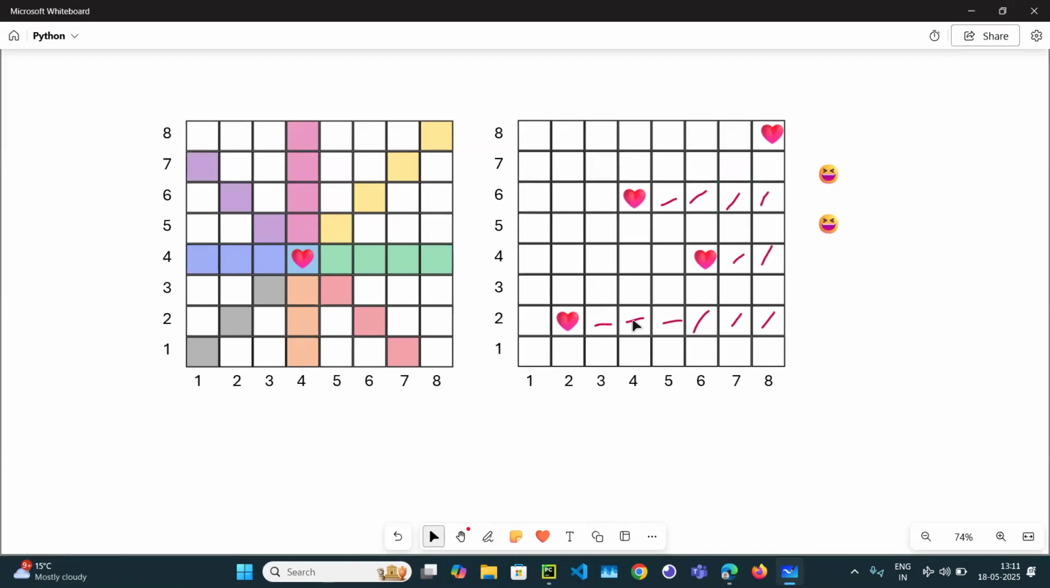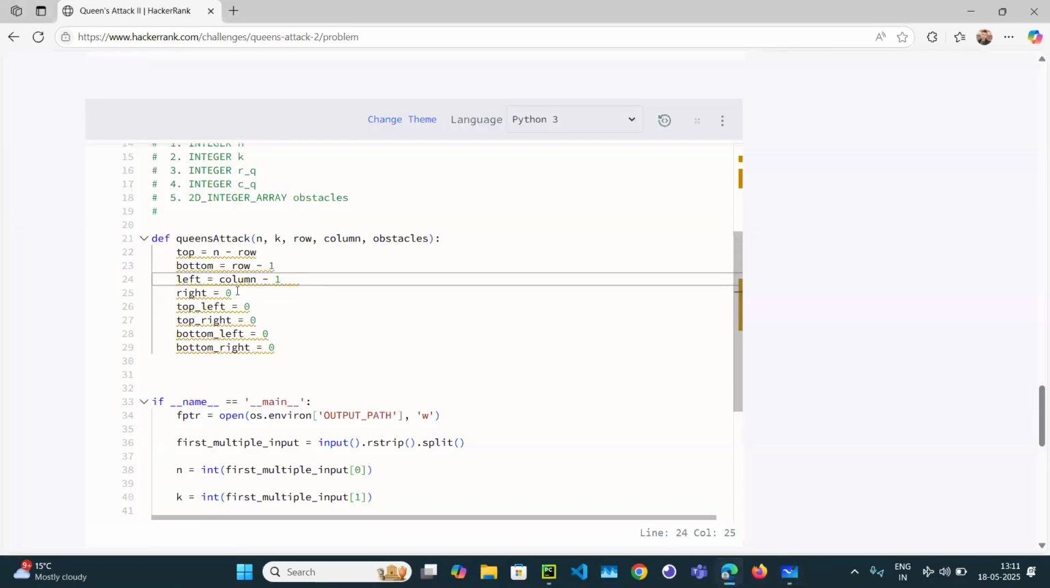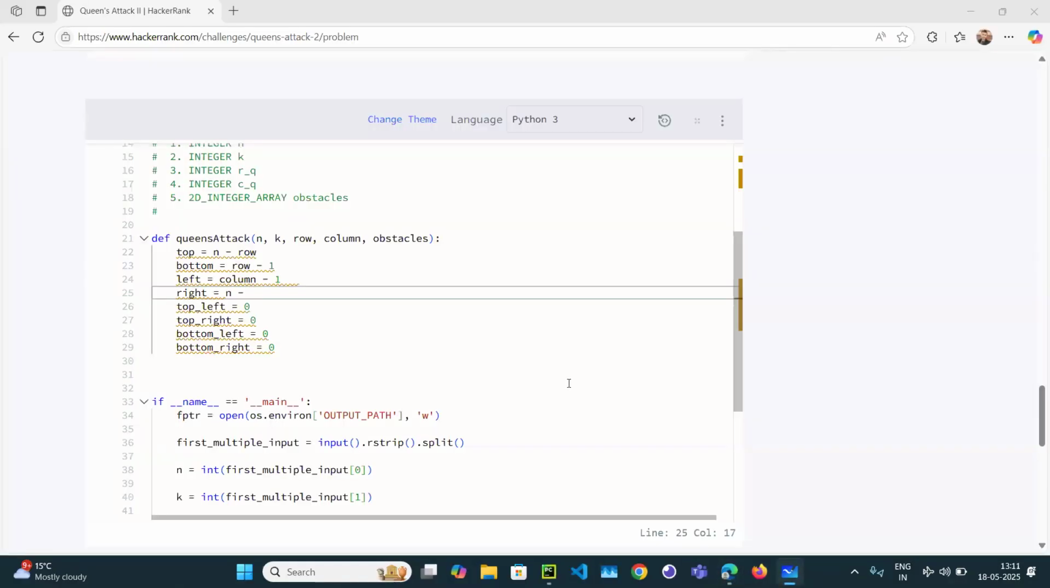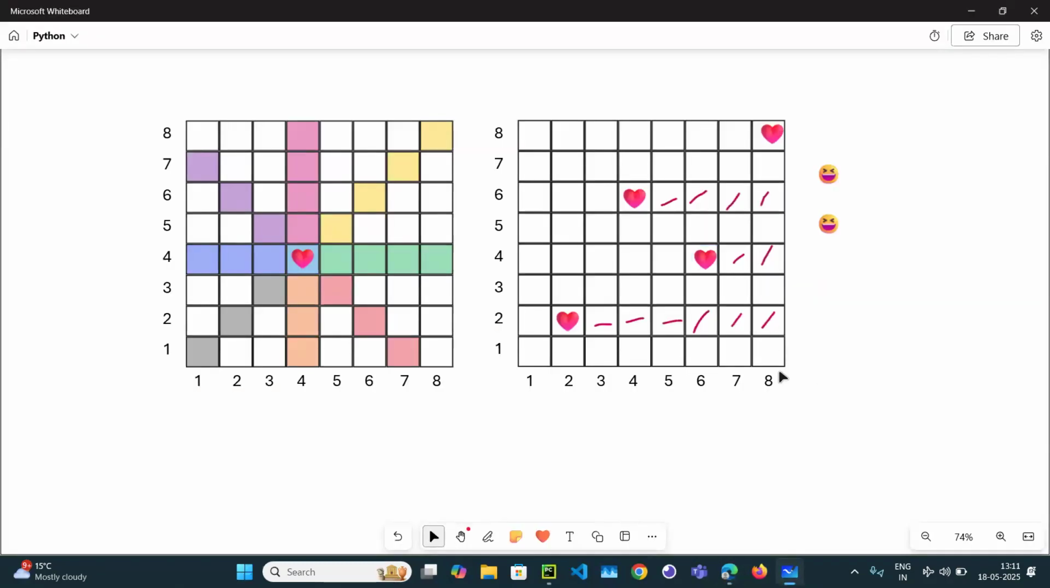So here it is 6: 1, 2, 3, 4, 5, 6, which means 8 minus 2, 6. So the total length of the board n minus the column in which the queen exists. N minus column. Here the total length of the board is 8, and the column in which the queen exists is 6. So 8 minus 6, 2. Total length 8, queen in column 4, so 8 minus 4, 4. Total length 8, queen in column 8, so 8 minus 8, 0.